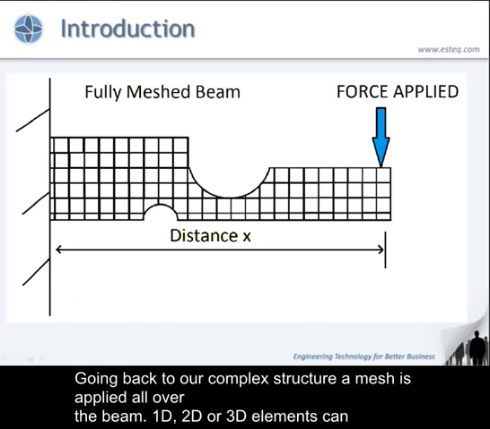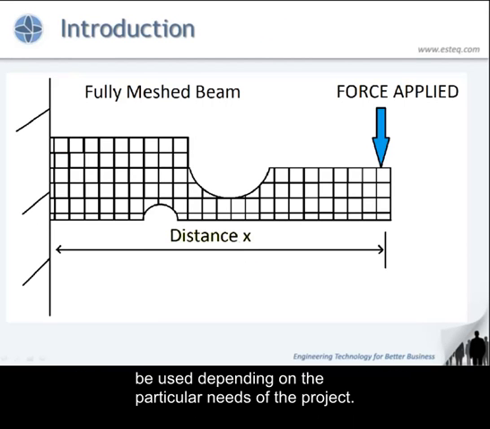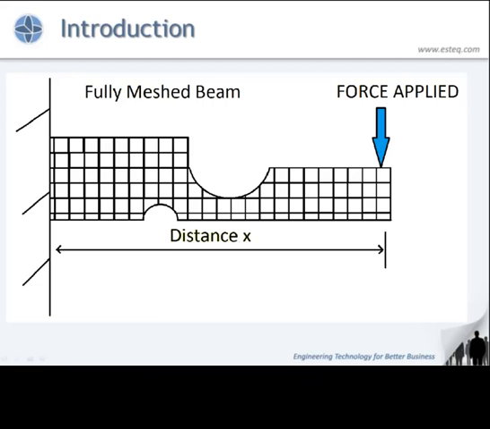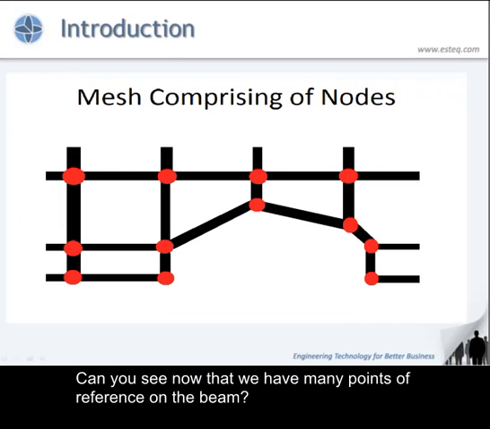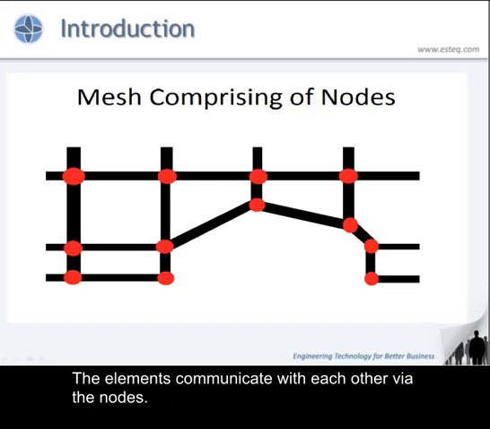Going back to our complex structure, a mesh is applied all over the beam. 1D, 2D, or 3D elements can be used depending on the particular needs of the project. Can you see now that we have many points of reference on the beam? The elements communicate with each other via the nodes.